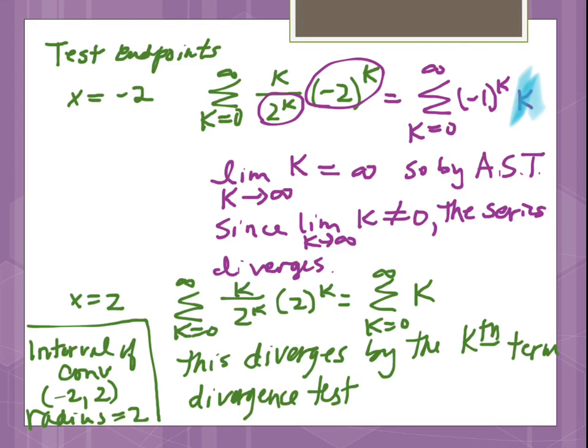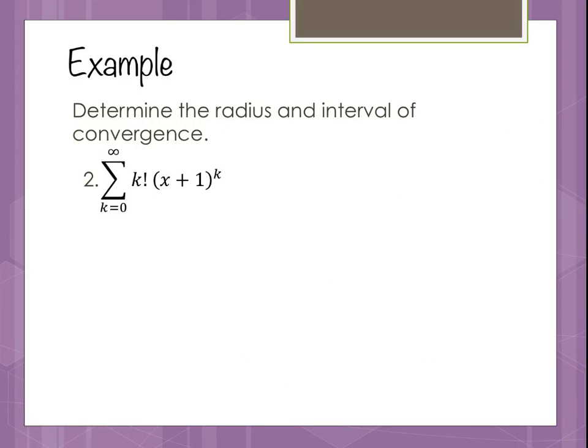Okay, everybody good? Okay, let's see one that works out easier because we don't end up in case 3. All right, here's an example. It says determine the radius and interval of convergence. And we have k factorial, x plus 1 to the k, and we're finding the summation from k equals 0 to infinity. What test are we using?